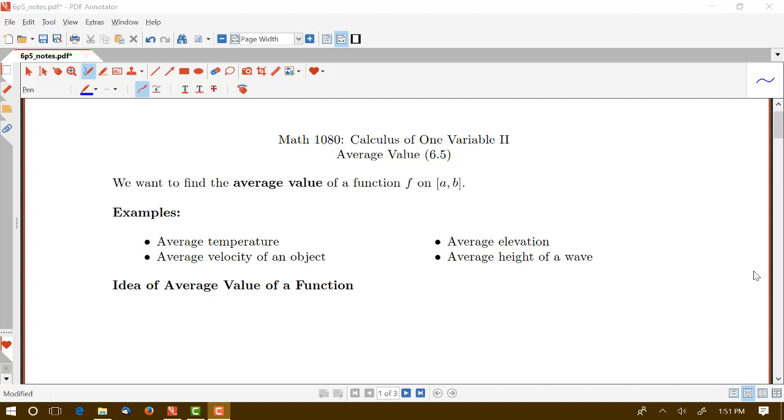In this video, we're going to be looking at the application of finding the average value of a function over an interval. Some examples where you might be interested in finding the average value include situations like finding the average temperature of a city over the course of the day, finding the average velocity of an object, finding the average elevation of something like a mountain, or perhaps finding the average height of a wave. So these are all situations where you would have some kind of continuous function whose average you're interested in finding.